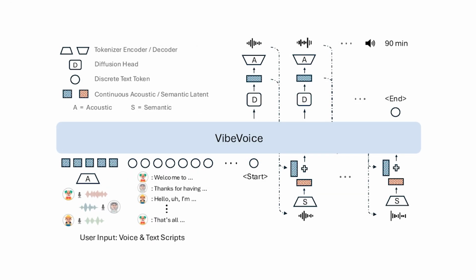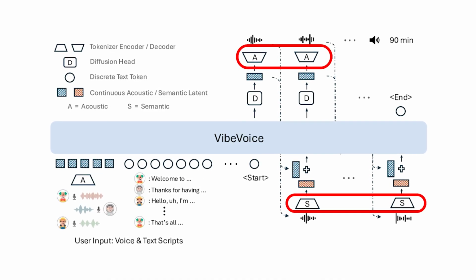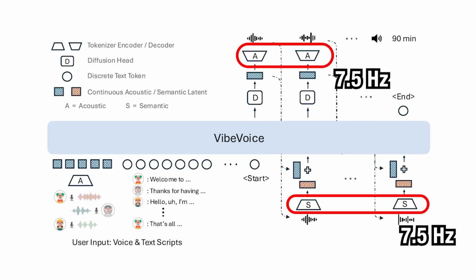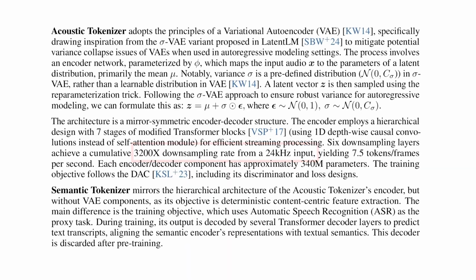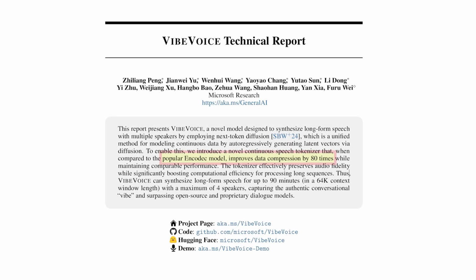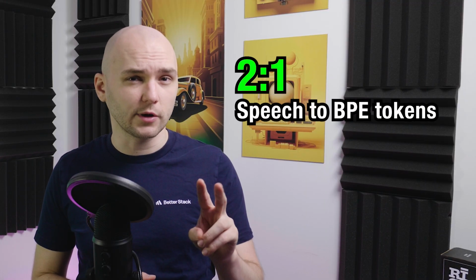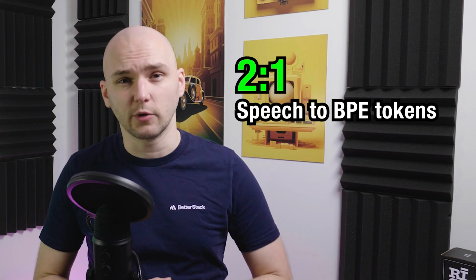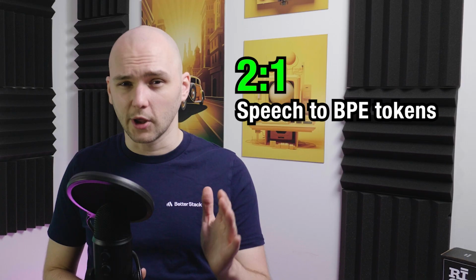It also uses 2 ultra-low rate continuous tokenizers, one acoustic and one semantic, which both run at about 7.5 Hz. This is a roughly 3,200 times larger downsampling from the 24 kHz audio, which means far fewer tokens to model. Microsoft reports about an 80-time better compression improvement over encodec, and a speech-to-text ratio of roughly 2 speech tokens to 1 BPE text token. In other words, you can synthesize very long conversations without blowing up your memory.